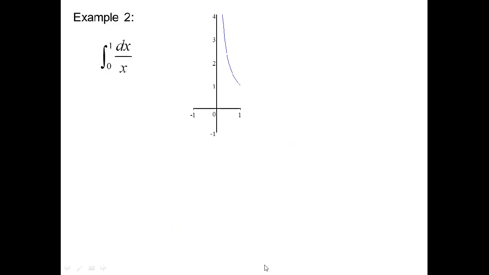All right, so let's do this one. We've got the integral from 0 to 1 of dx over x, and that's the graph right there. Can we actually find the area? We're going to have to set up a limit, of course, because at 0 this thing's undefined. And we're going to approach 0 from inside the interval, so that means we're going to have to approach it from the right side. So we have the limit as b approaches 0 from the right of the integral from b to 1 of 1 over x dx.